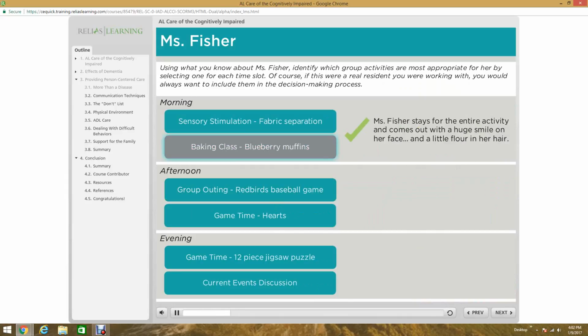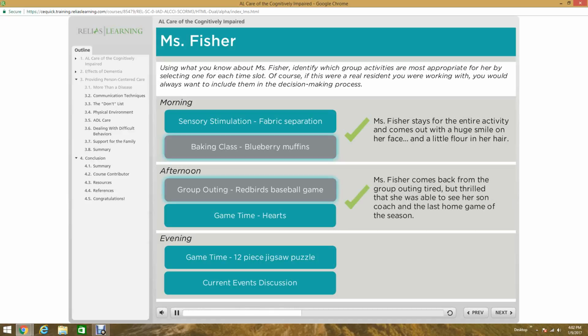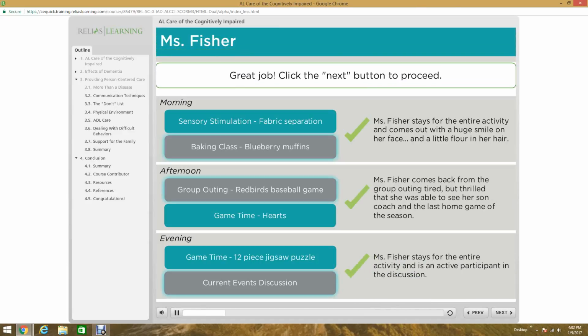Ms. Fisher stays for the entire activity and comes out with a huge smile on her face and a little flower in her hair. Ms. Fisher comes back from the group outing tired, but thrilled that she was able to see her son coach the last home game of the season. Ms. Fisher stays for the entire activity and is an active participant in the discussion.